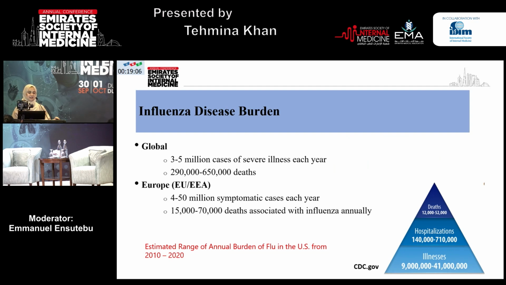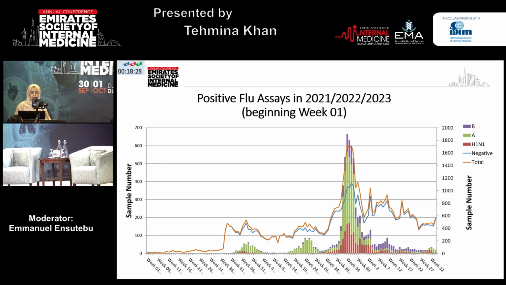So the influenza disease itself: as you can see globally, 3 to 5 million cases of severe illness are reported each year, and 290 to 650,000 deaths are reported globally. And then you can see the distribution in the European region, and also at the bottom, the annual burden of flu in the US from 2010 to 2020 as per the CDC. Again, 9 million to 41 million illnesses reported, 140 to 710,000 hospitalizations, and 12,000 to 52,000 deaths are reported due to influenza.